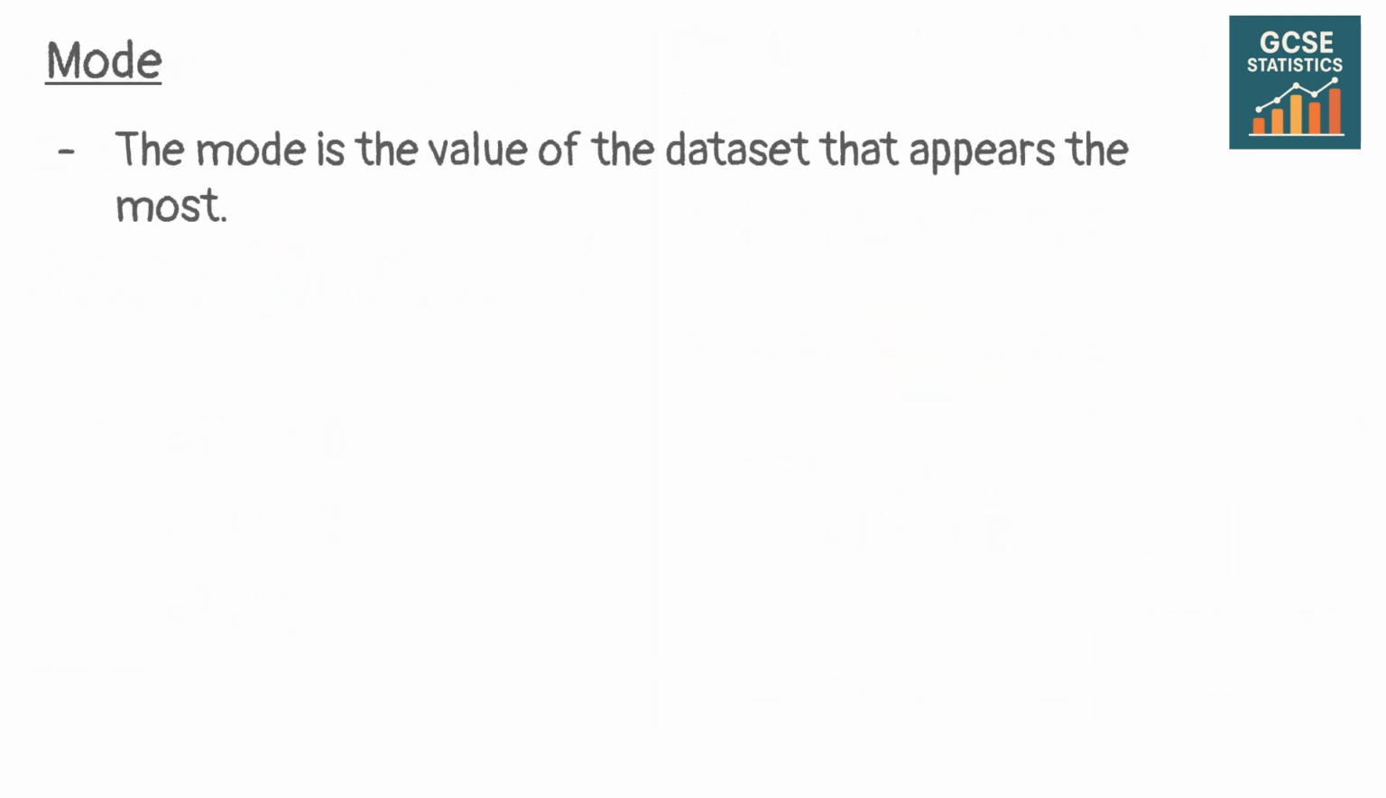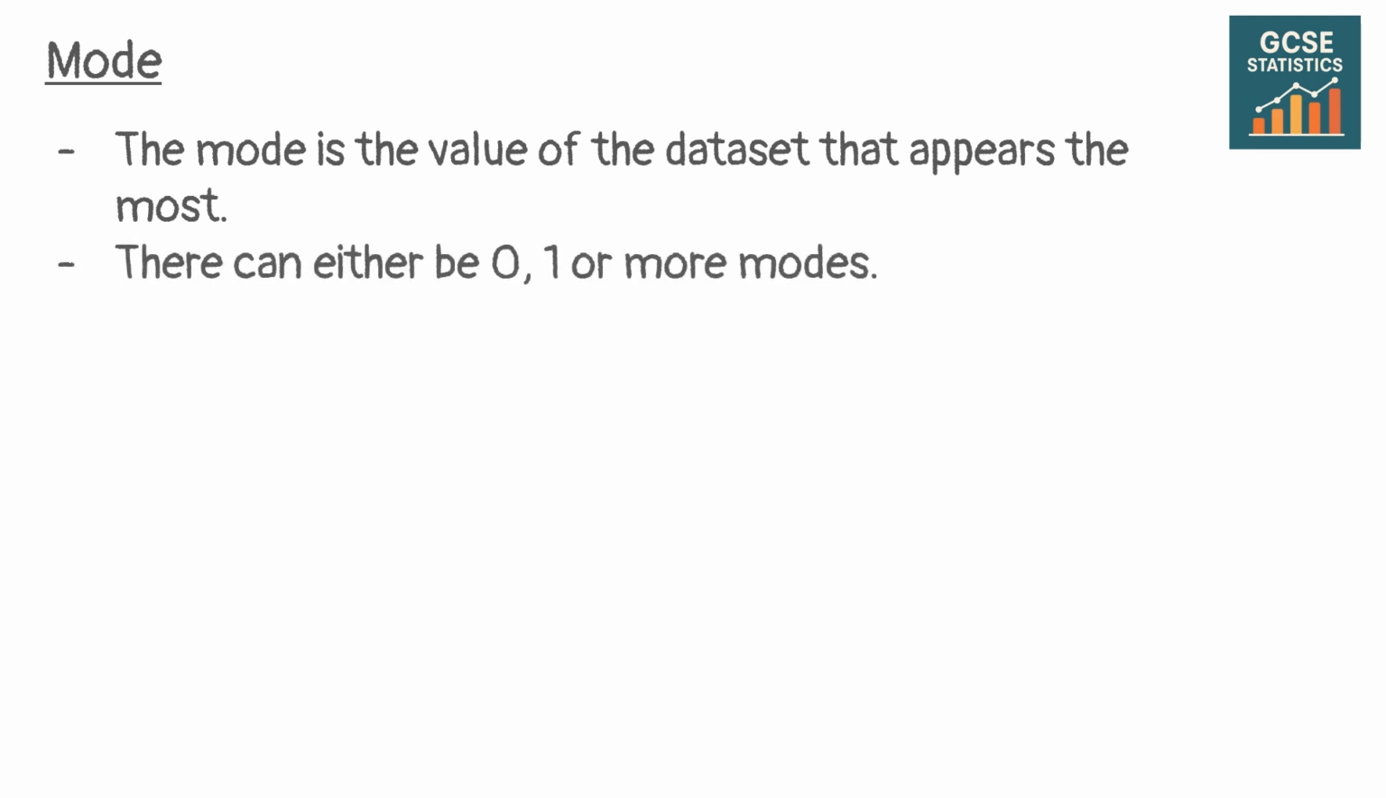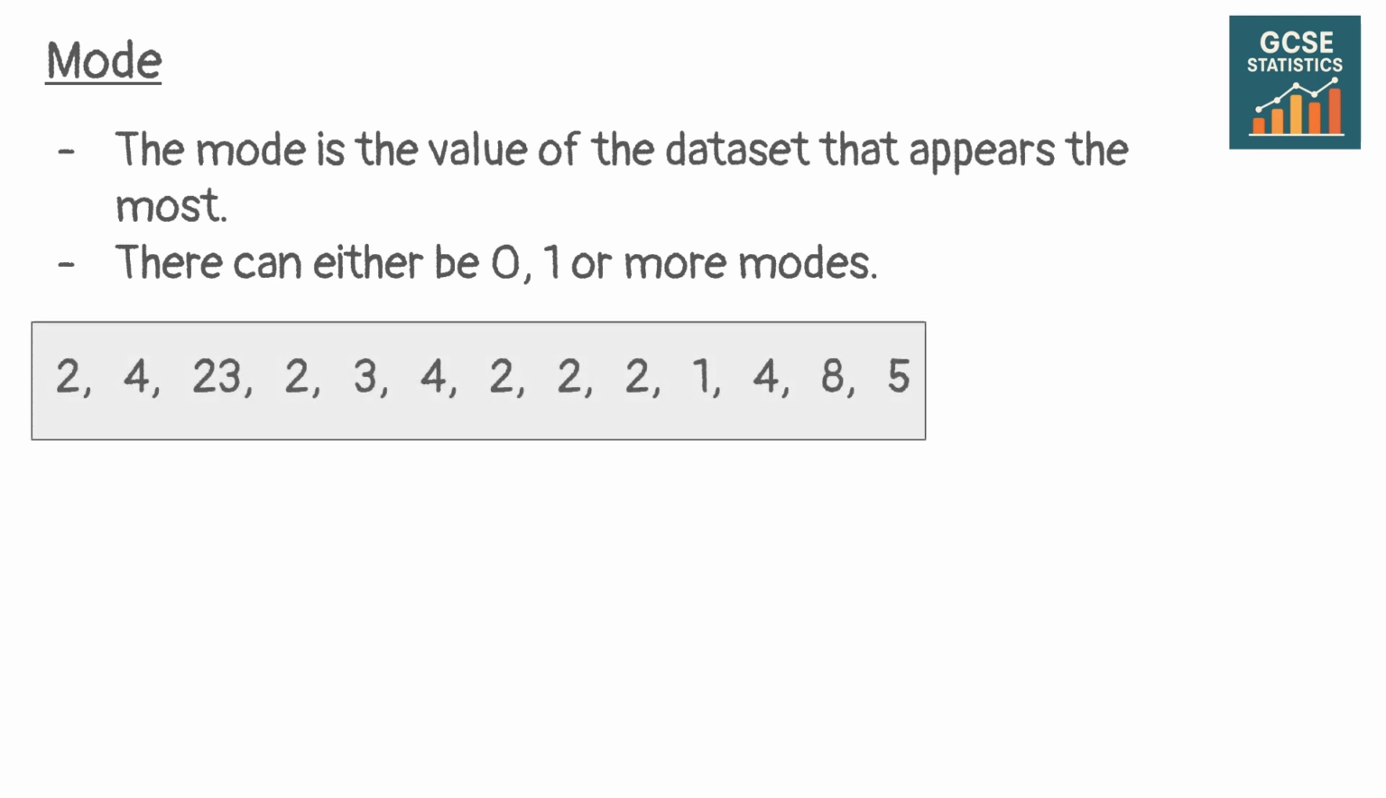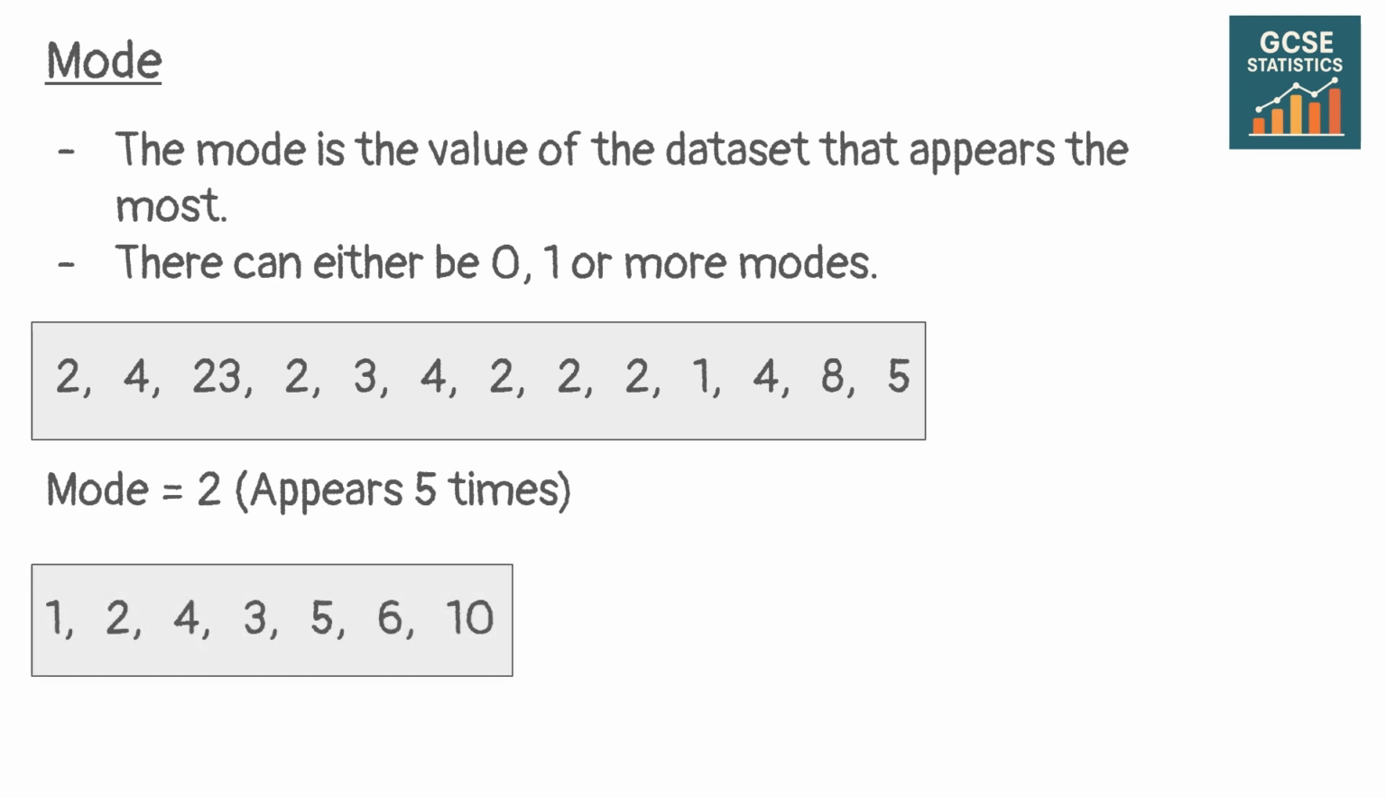The mode is the value of the dataset that appears the most. Note you can have 0, 1, or even multiple modes. Take this list for example. The mode would be 2, as it appears 5 times. Now think about this list. If you think that there is no mode, you'd be correct.